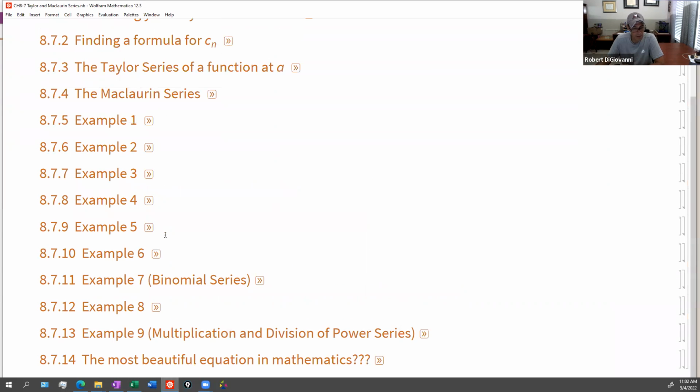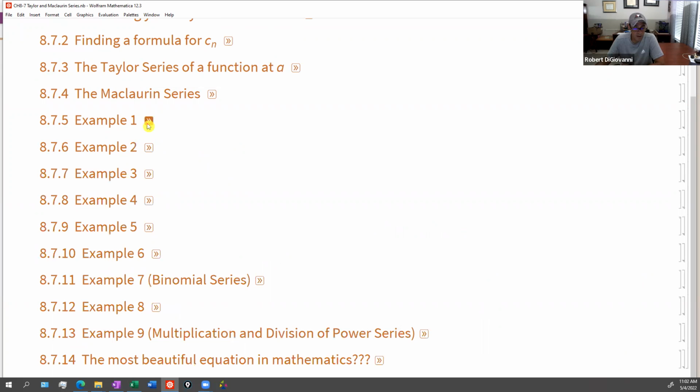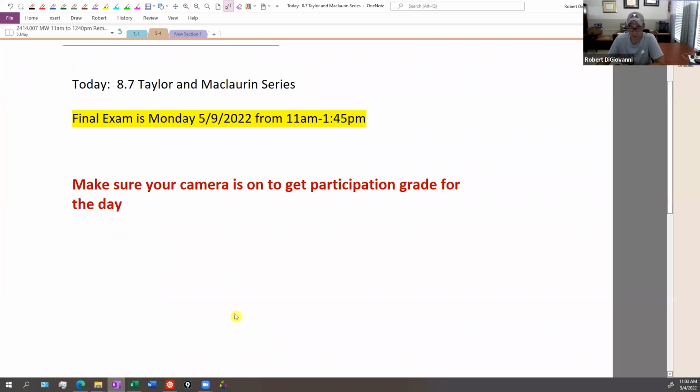So I want to make sure that I illustrate that today with some examples. In the notes, we had established what the Maclaurin series was for e to the x, right? We did that. And then the next example said for us to use the answer that we just did for example 1 to find a new expression for e. So I want to just do this because it's not going to take us long.